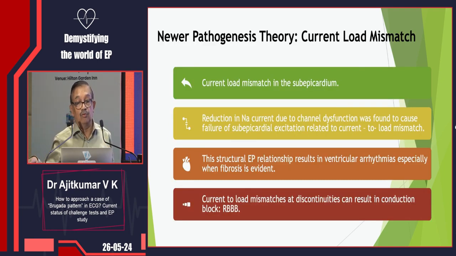Now, what would be termed the current-to-load mismatch. There is a significant current-to-load mismatch in the subepicardium. The reduction in the sodium current, which is due to the channel dysfunction, was found to cause failure of subepicardial excitation. And this is related to the current-to-load mismatch, which results in a structural EP relationship and ventricular arrhythmias. The current-to-load mismatch, which is more prominent at discontinuities, can result in conduction block and right bundle branch block. So the newer pathogenetic concept is the current-to-load mismatch.